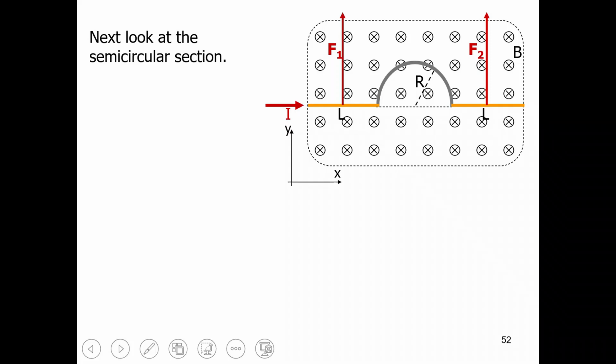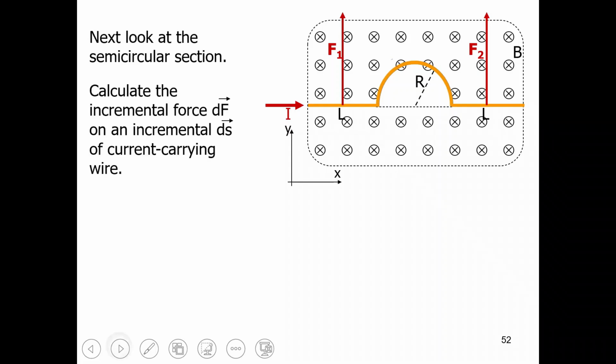Now the semicircular section is much more difficult. With that semicircular portion, we have to consider that every little piece is pointing in a different direction. So what you would do is set up and pick one small section, dS or dL, whichever one you want to go with, and you picture that little tiny section as part of the arc.